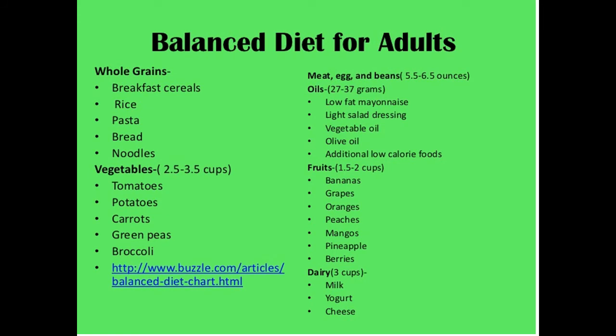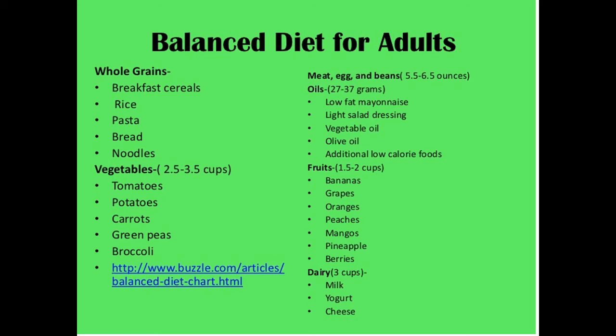Number one, you should consider meat containing low fat. Meat basically has high fat, so if you are taking meat, it should be low fat. You should not go for red meat, you should go for white meat. You should not take high fat mayonnaise, you should go for low fat mayonnaise. Next is light salad dressing, third is vegetable oil, and fourth is olive oil, and then low calorie foods. These are the most important things as far as meat, egg and beans, and oils are concerned.